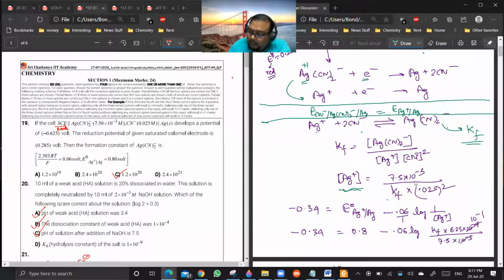Now this will be the equivalent concentration of Ag plus if I'm expressing this E cell in terms of this half-cell potential. Are you getting my point? If I'm representing this by this, then the equivalent Ag plus concentration will be something like this. Yes or no?